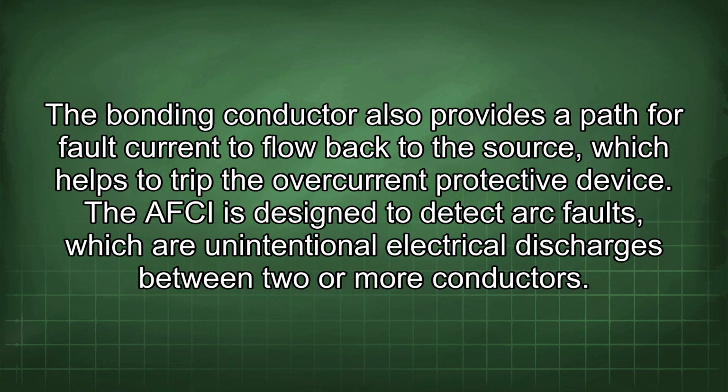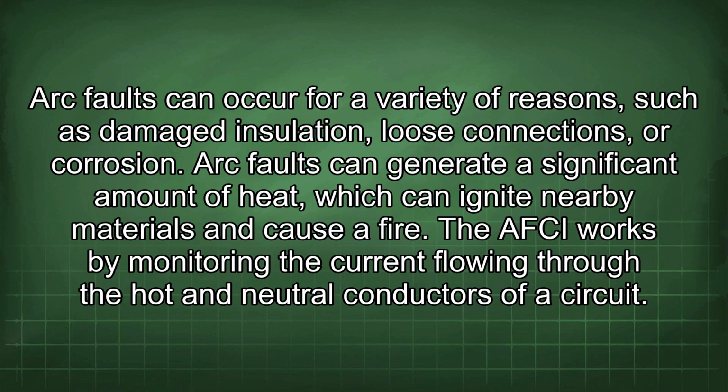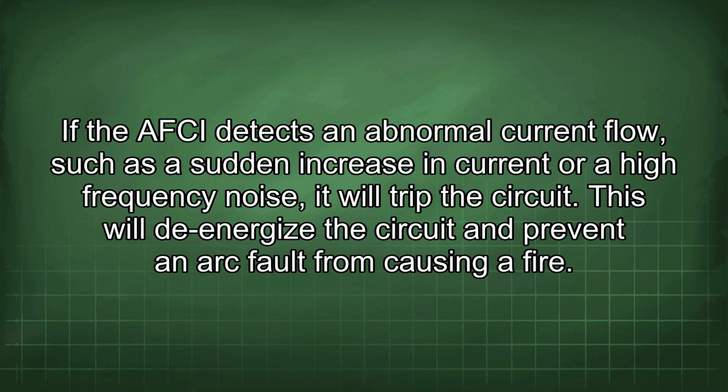the overcurrent protective device. The AFCI is designed to detect arc faults, which are unintentional electrical discharges between two or more conductors. Arc faults can occur for a variety of reasons, such as damaged insulation, loose connections, or corrosion. Arc faults can generate a significant amount of heat, which can ignite nearby materials and cause a fire. The AFCI works by monitoring the current flowing through the hot and neutral conductors of a circuit. If the AFCI detects an abnormal current flow, such as a sudden increase in current or a high-frequency noise, it will trip the circuit. This will de-energize the circuit and prevent an arc fault from causing a fire.